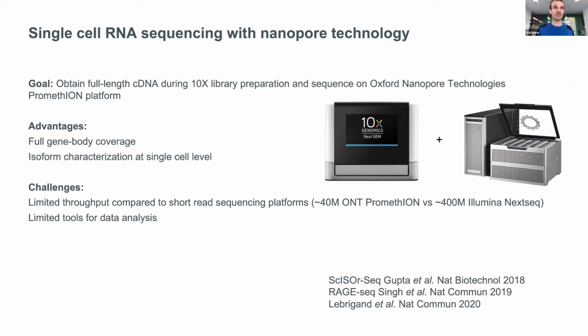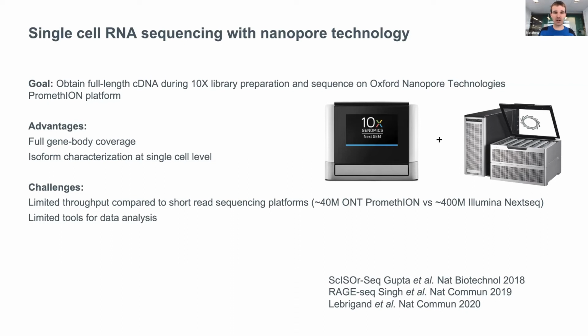Obviously, the advantage of this, as Jeff mentioned, is you can get full gene body coverage and really start to look at splicing changes that might be present in different cell types in your sample of interest. The challenge that we faced, though, was that compared to short read sequencing platforms, we end up with fewer reads, particularly at the time of doing this.